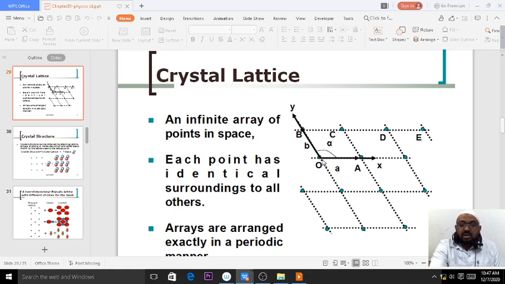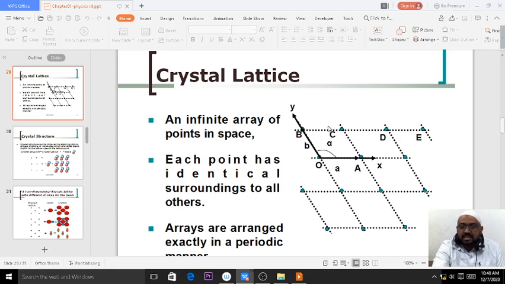One thing you have to remember is what the infinite array of points is. Infinite array means the points are arranged an infinite number of times. You see, these points keep continuing in every direction. We call that an infinite array of points in space. Why do we call it an array? An array is nothing but points arranged in a systematic order. Here each point is identical to its surroundings.